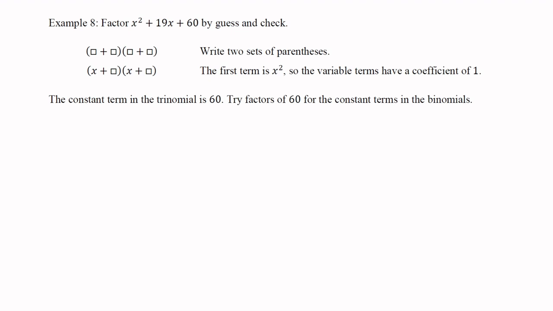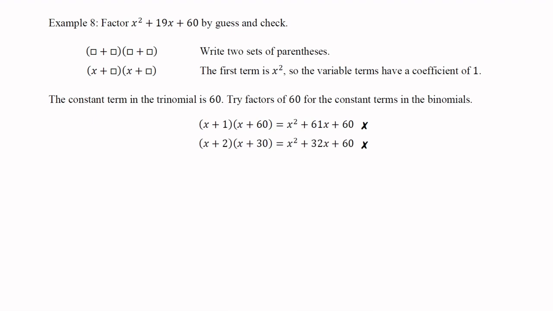The constant term in the trinomial is 60, so we're going to try factors of 60 to see if we can find the constant terms in the binomials. So we'll start with 1 and 60, which are factors of 60. That will multiply to give us the last term, but when we multiply out the binomials, our middle term is 61x, and that is not the 19x that we're looking for.